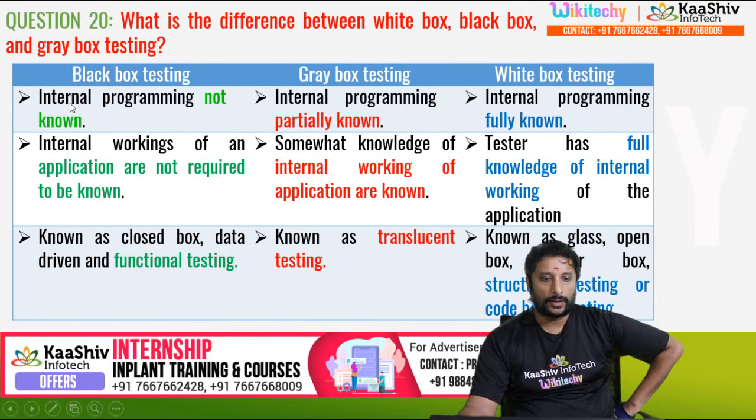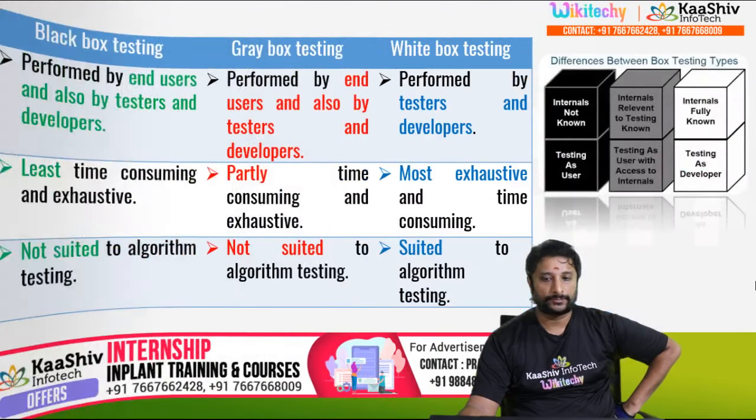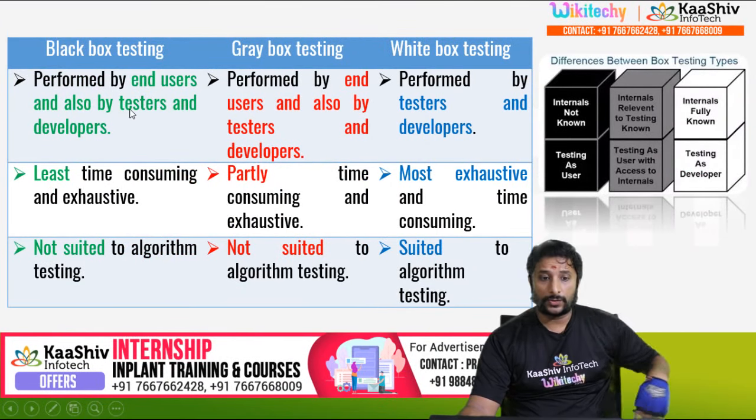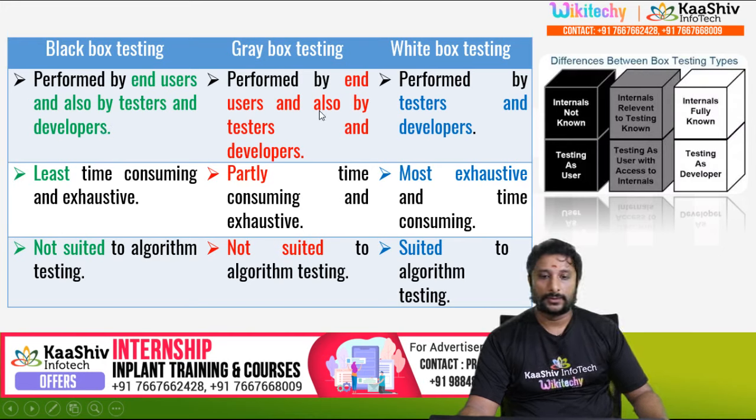Here is the comparison: the internal programming is not known, partially known, fully known. For black box, internal workings are not required to be known. For grey box, internal workings of the application are partly known, and for white box, the full knowledge is known. Black box is functional testing, grey box is translucent testing, and white box is structure and code based testing. Black box can be performed by end users, testers and developers. Grey box is done by end users, testers and developers. White box is done by testers and developers; end users can't do this one because they don't know the coding.